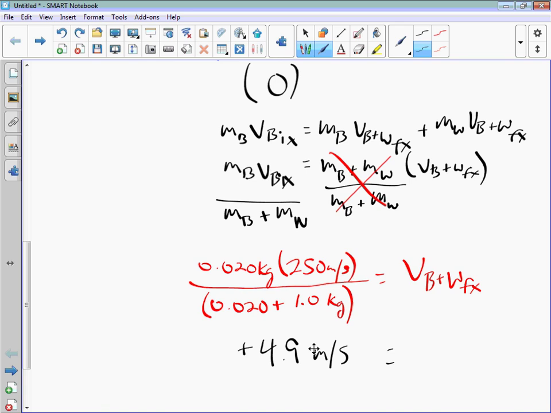And this should make sense because the bullet was coming from the left. It had a positive velocity. The bullet and wood block will continue to move to the right, so it would be in the positive direction. And this is what's actually done in ballistics to test energies that bullets have in travel.